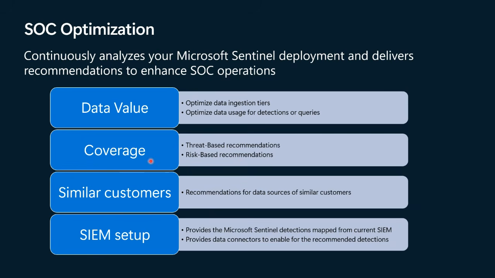Then we have the coverage-based recommendations. This gives you two types of recommendation. Threat-based recommendations, which recommend detections you can enable to address coverage gaps against attacks and vulnerabilities. Then we have the risk-based recommendations, which recommend detections that you can enable to address gaps within risks like financial risks, business risks, or operational risks.